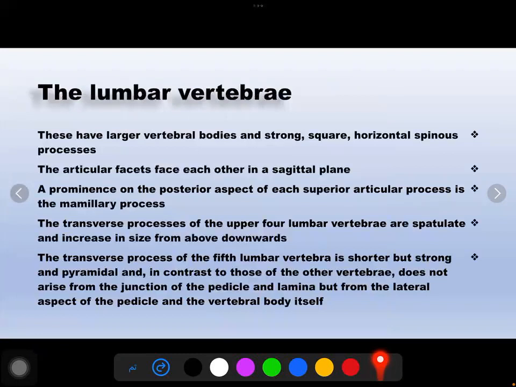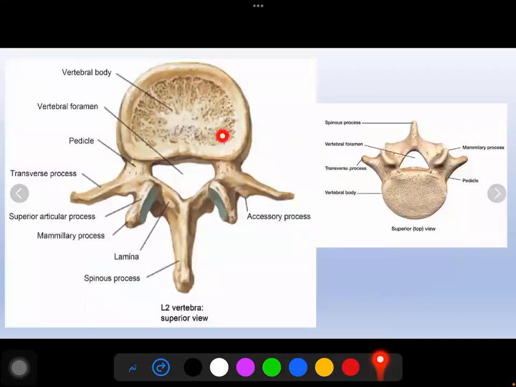The lumbar vertebra. The lumbar vertebra have a large anterior vertebral body, and the bilateral pedicle project from the posterolateral aspect of the vertebral body to form with the lamina the spinous process that is spatulated. This is the transverse process that is spatulated. The spinous process is formed by fusion of two lamina on each side.